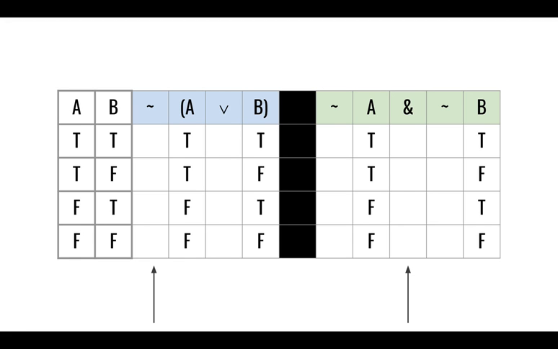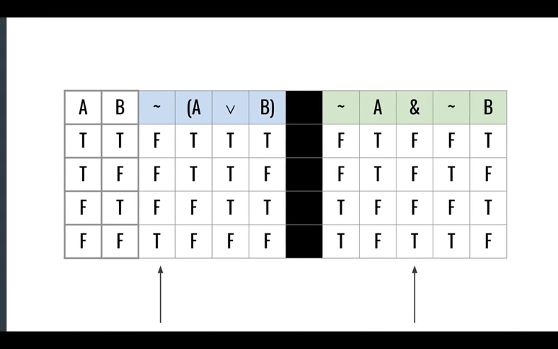Okay, now we do what we do. We calculate the small operators first, working our way out. I've done that just in one step. This should be pretty easy for you now. And then let's calculate the final column for each of these sentences. There it is for the tilde, there it is for the ampersand, and we're set.